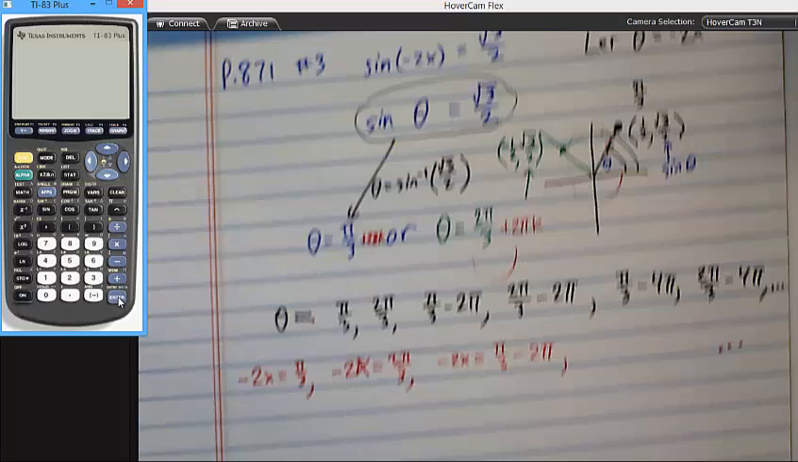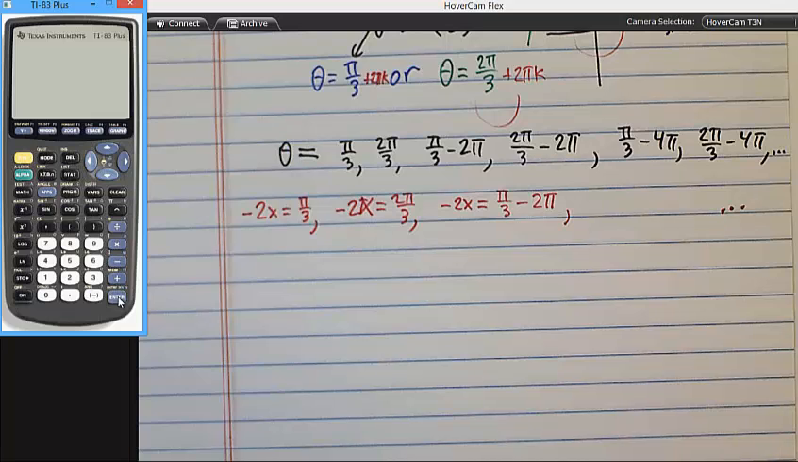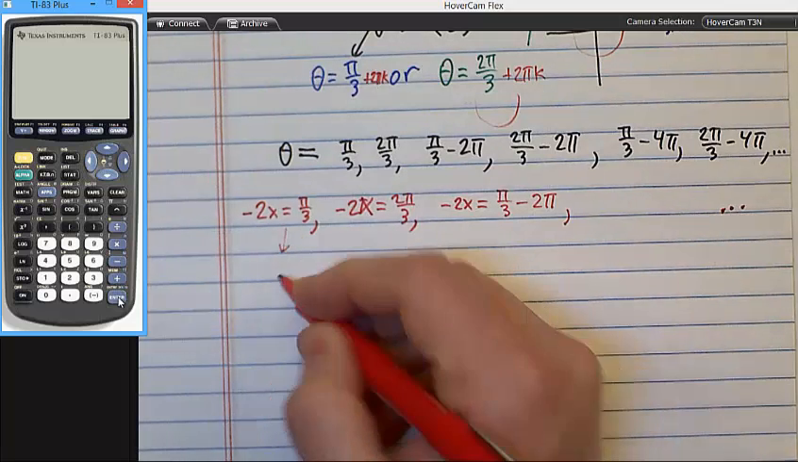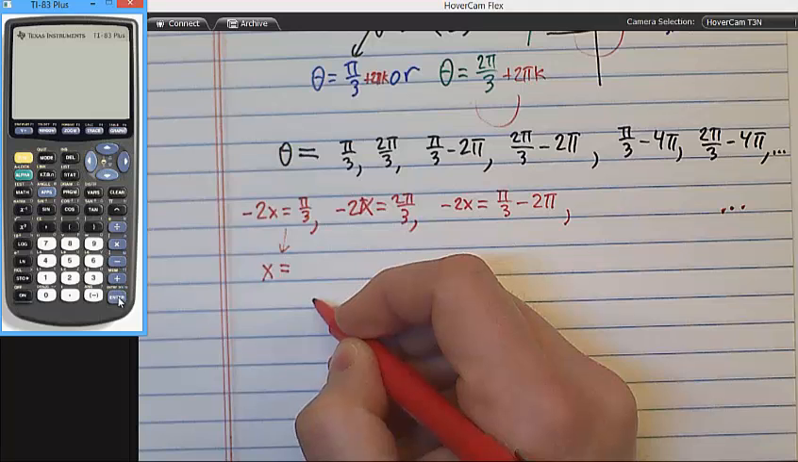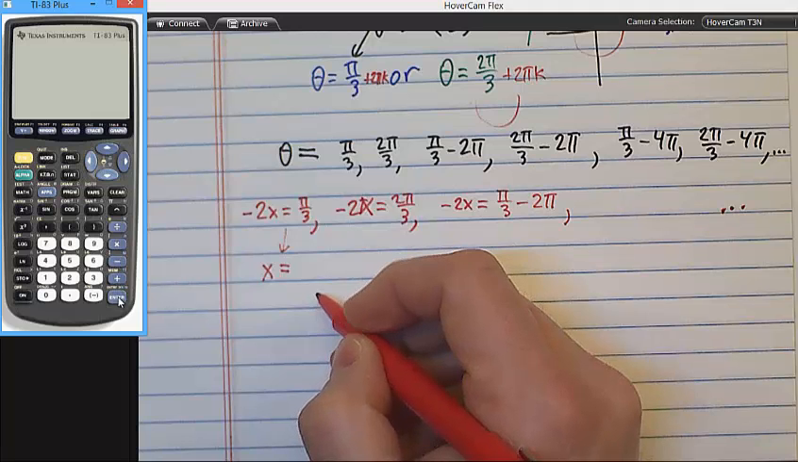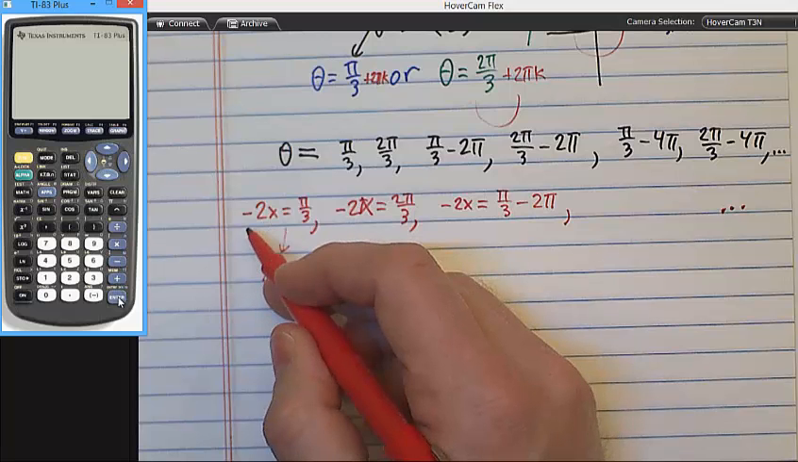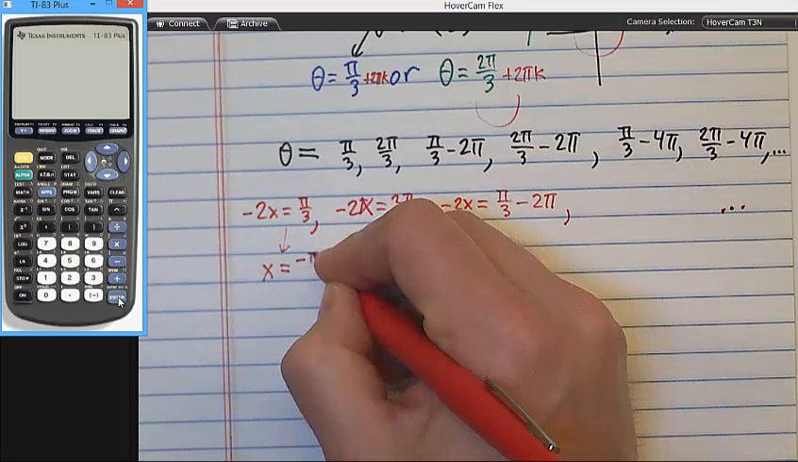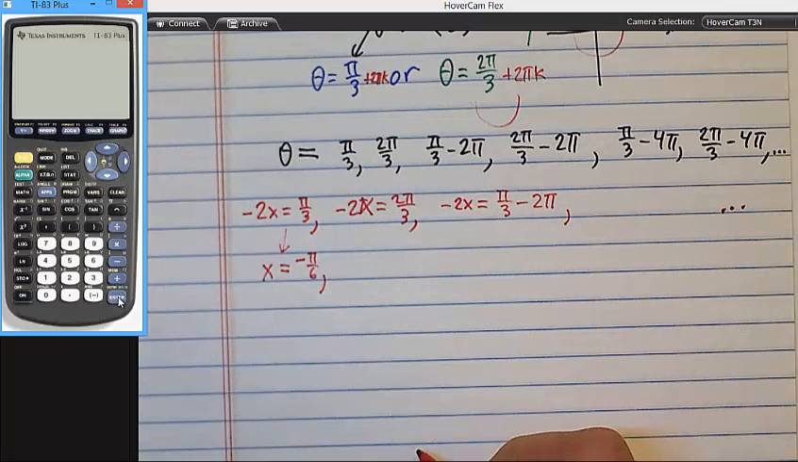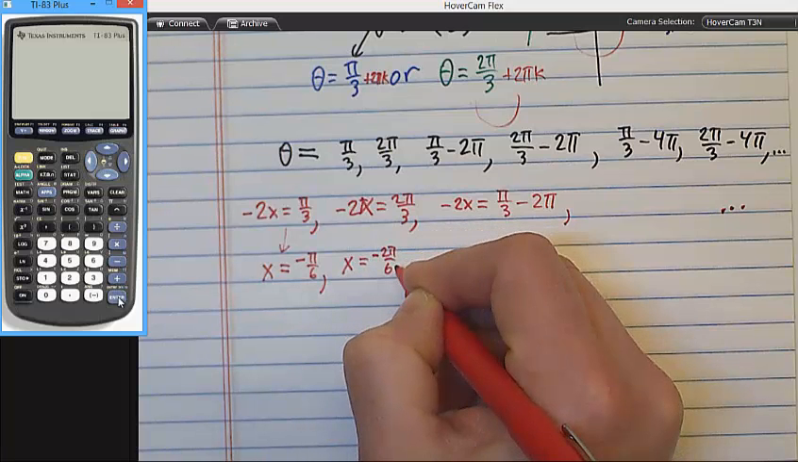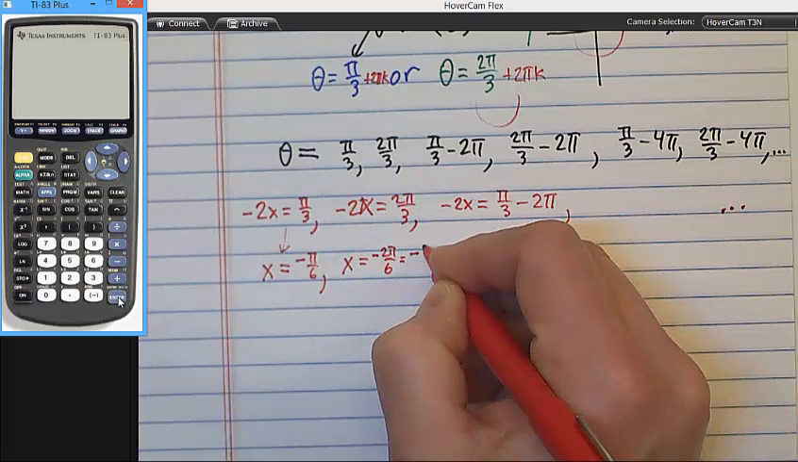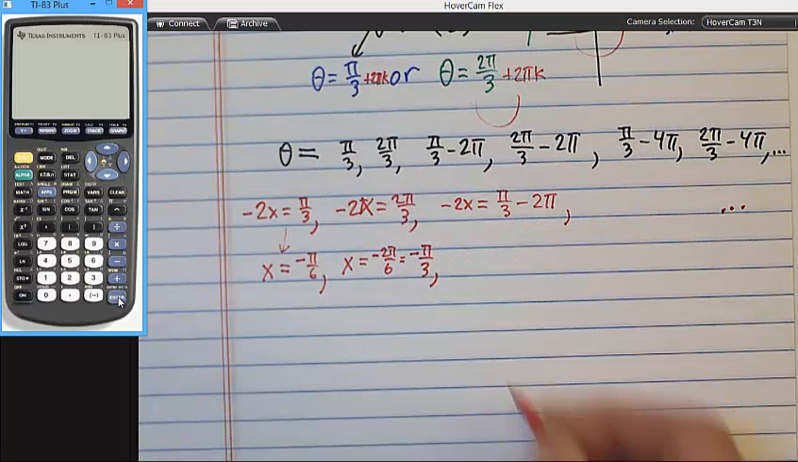So now what am I looking at? Well, I could solve for x, and I could figure out what values of x work. Now, if I solve this equation for x, I get x equals what? 5 over 6. Yep. But I need a negative sign too, right? Because I'm dividing by negative 2. So negative pi over 6. And if I solve this one for x, I'll get x equals negative 2 pi over 6, which is the same as what? Negative pi over 3, right?